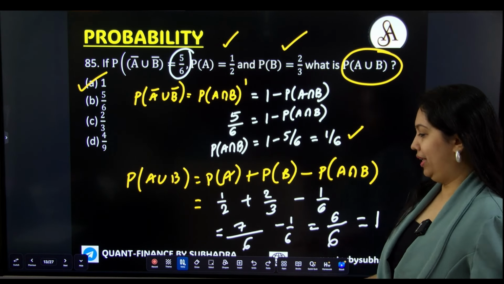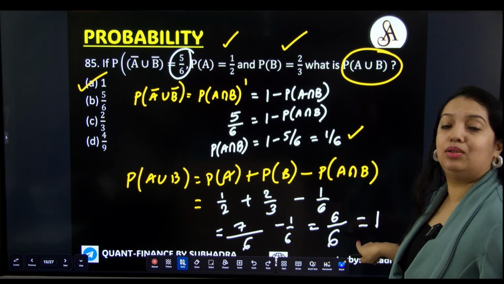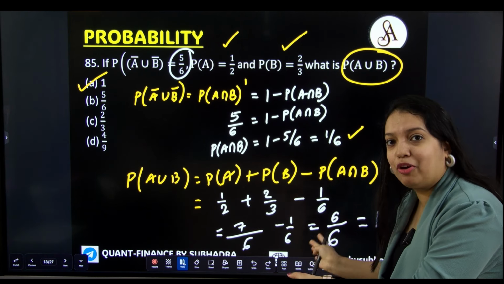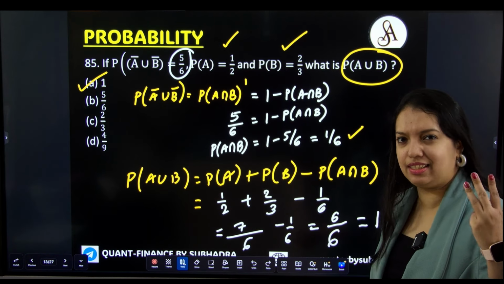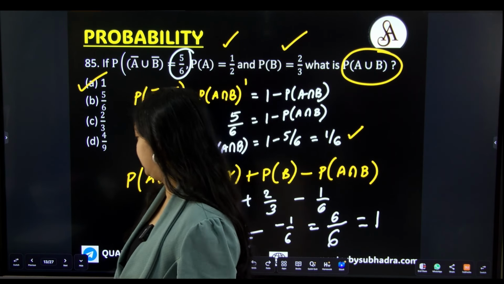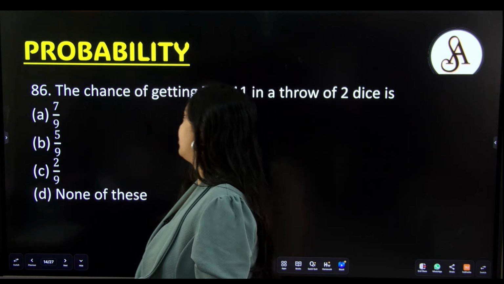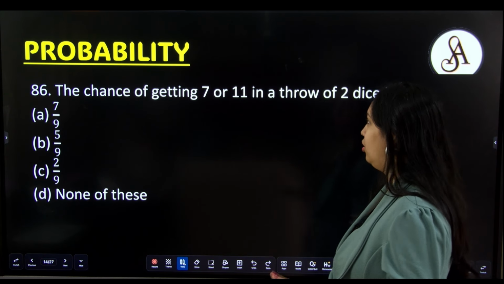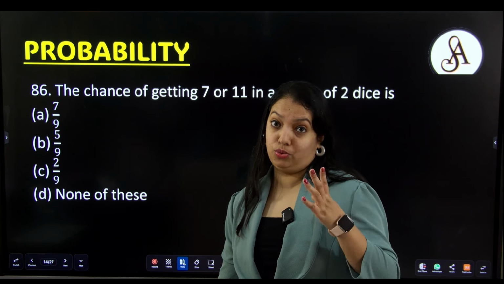Next, remember whenever we get P of A union B value as 1, we call such type of event as exhaustive events. There are three types, correct? Mutually exclusive, exhaustive, independent events. This is exhaustive. Next, the chance of getting 7 or 11 in a throw of 2 dice.